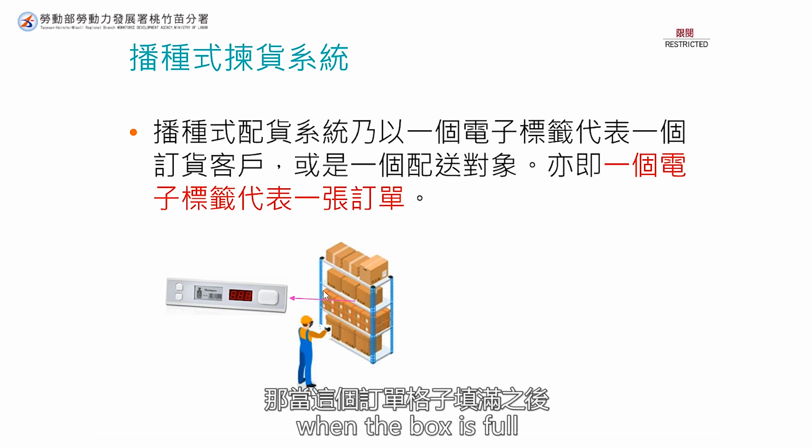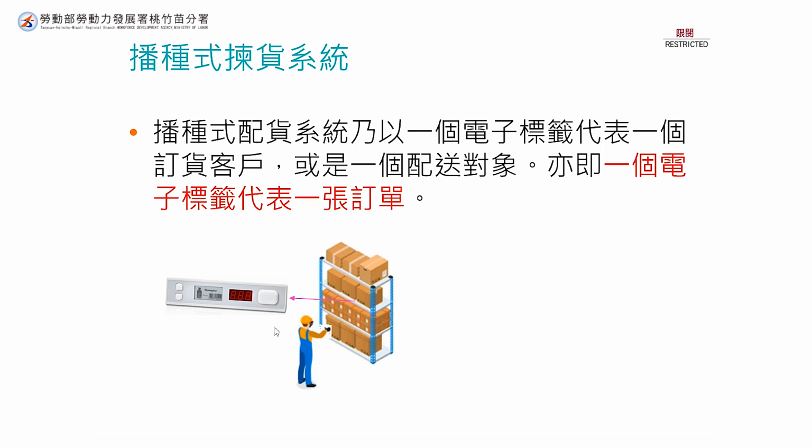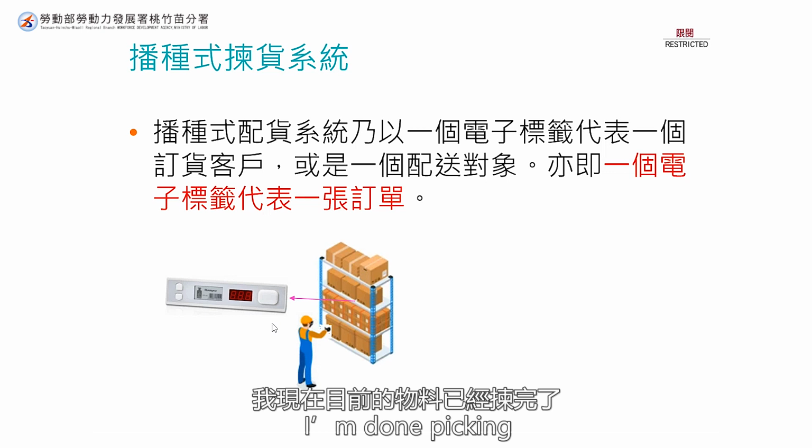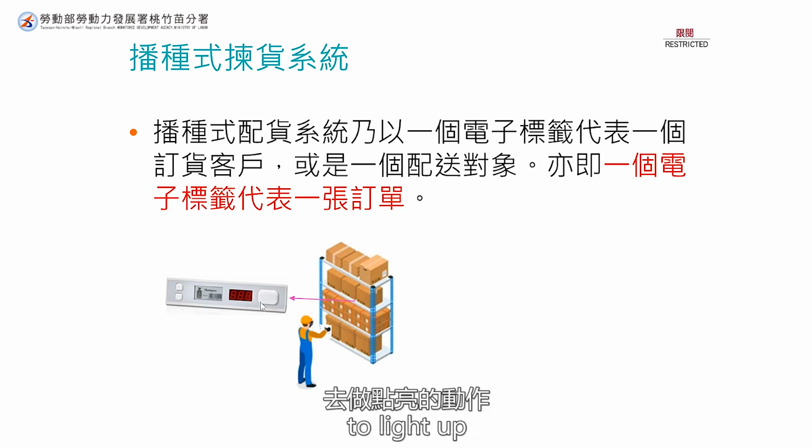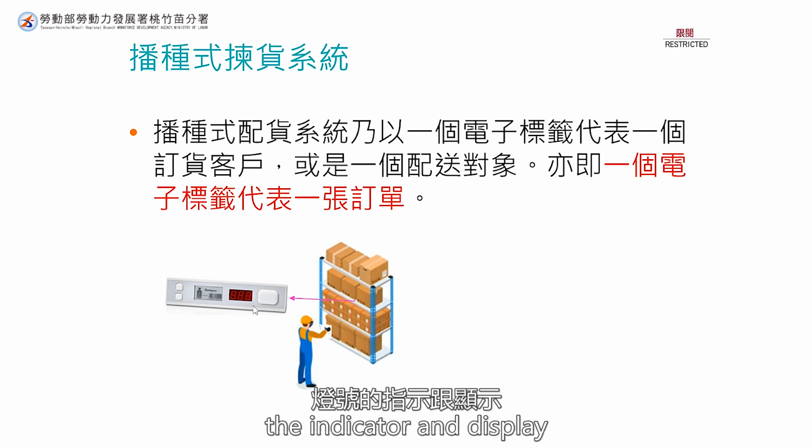When the box is full, it means I'm done picking. Then the system will send a command to the e-label to light up the indicator and display.